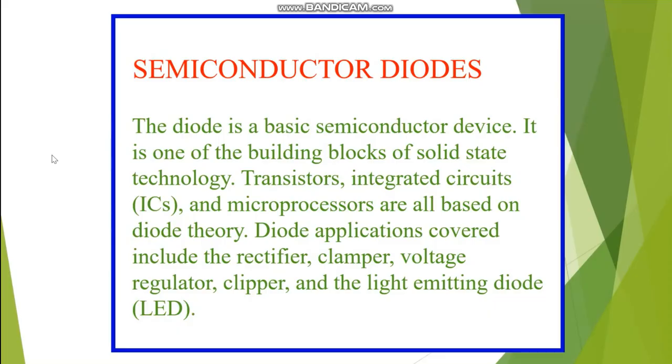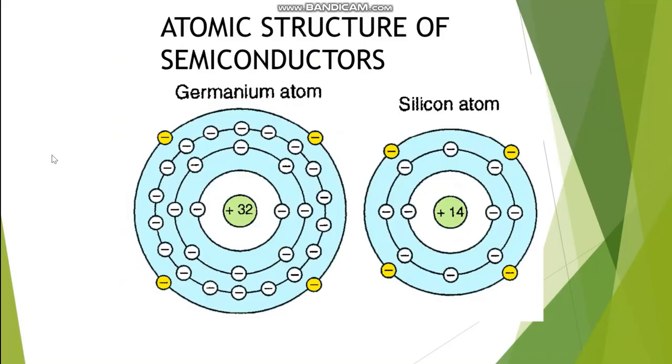And diode applications covered include rectifiers. Rectifier means taking AC, converting it to DC. Clampers, we'll do some clamping and clipping coming up. Voltage regulation, we're going to do that with the Zener diodes. And LEDs, we're going to use in a variety of labs. These are all semiconductive N and P type material, okay?